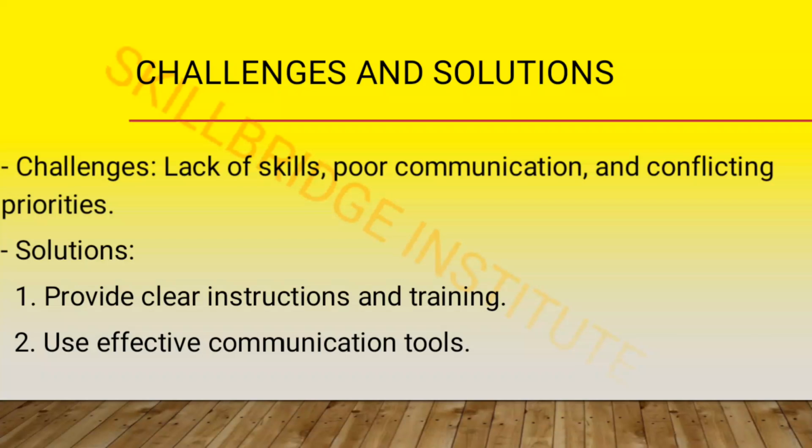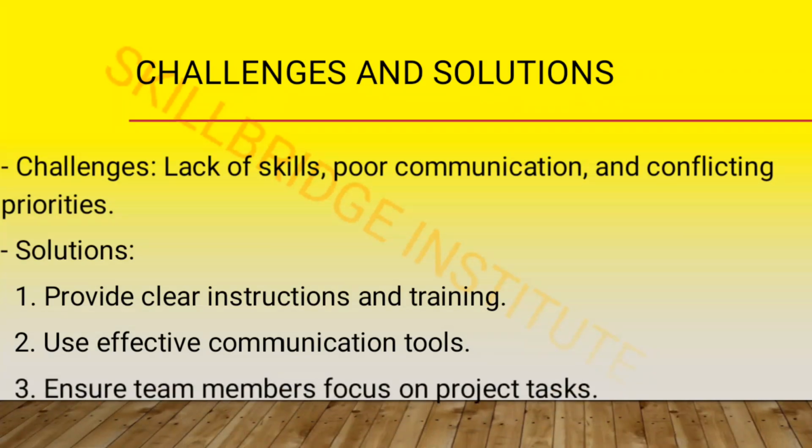Another problem is poor communication. Whenever there is poor communication, you need to make sure that you set communication channels on how communication should flow from the lower level to the higher level. That will prevent poor communication. Another challenge is conflicting priorities. Conflicting priorities can be solved by ensuring that all the team members are focused on the project tasks which they are supposed to do in that particular project.